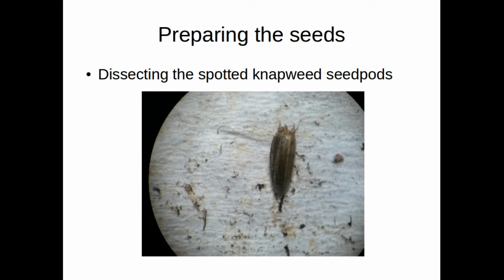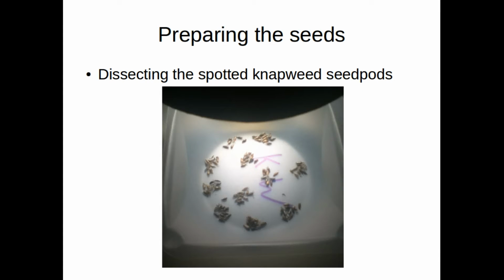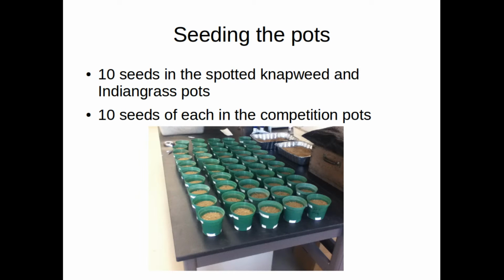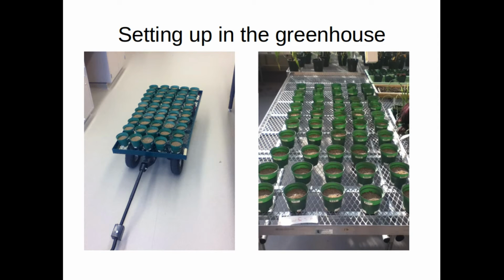The seeds were removed from the seed pods using forceps and a dissecting microscope. 300 seeds were needed initially, 107 of which can be seen in the picture on the screen. Each of the single species pots had 10 seeds, and the competition pots had 10 seeds from each. Here are some pictures of moving the pots from the lab where they were set up to the greenhouse.